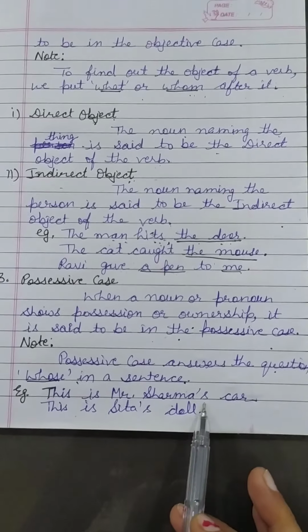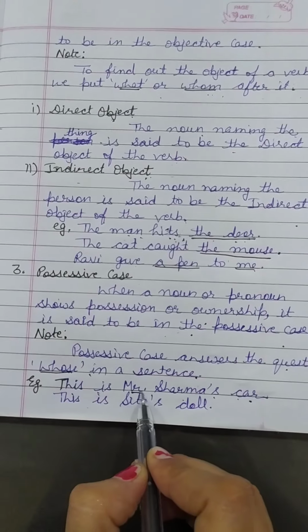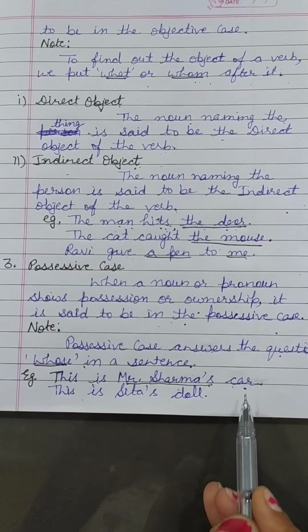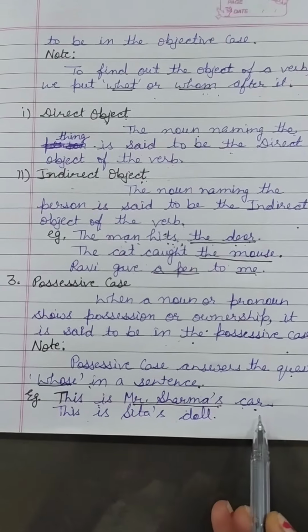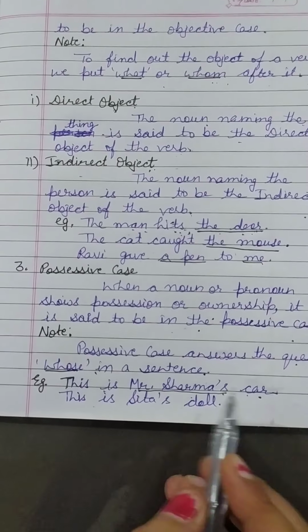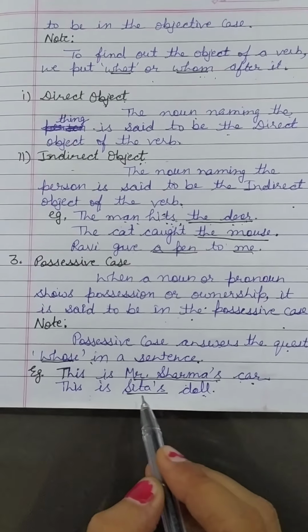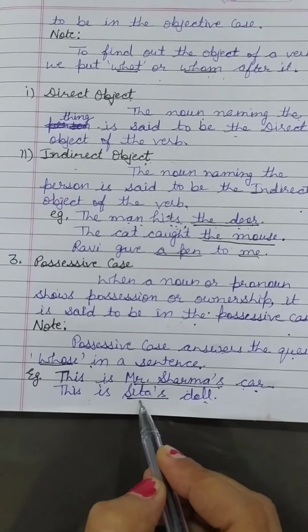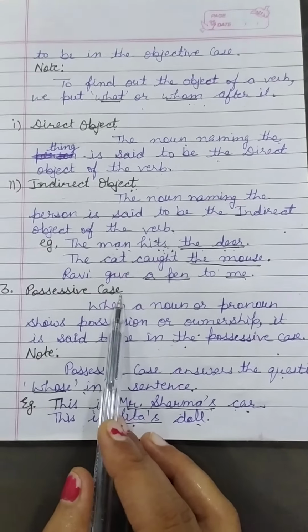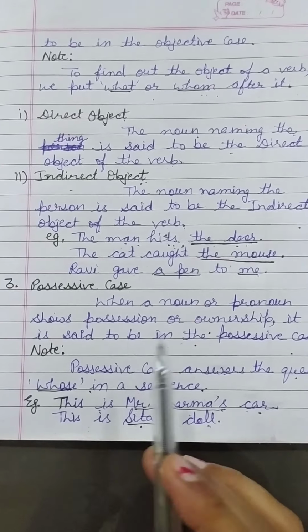This is Mr. Sharma's car. Whose car? Mr. Sharma's car. Mr. Sharma is the owner of this car. This car belongs to Mr. Sharma. Next example. This is Sita's doll. Whose doll? Sita's doll. So, we can say that possessive case gives the answer whose. It shows the ownership.